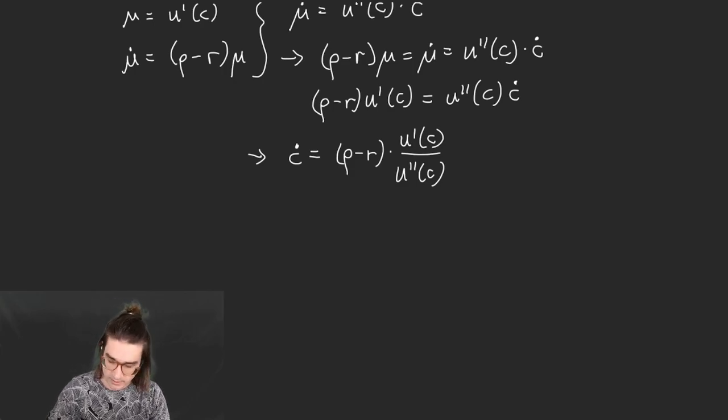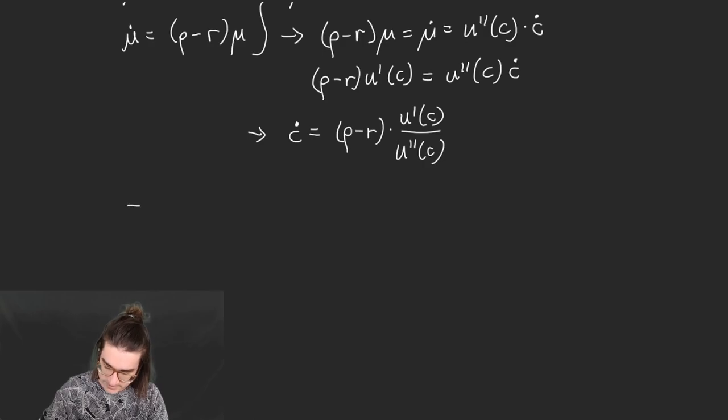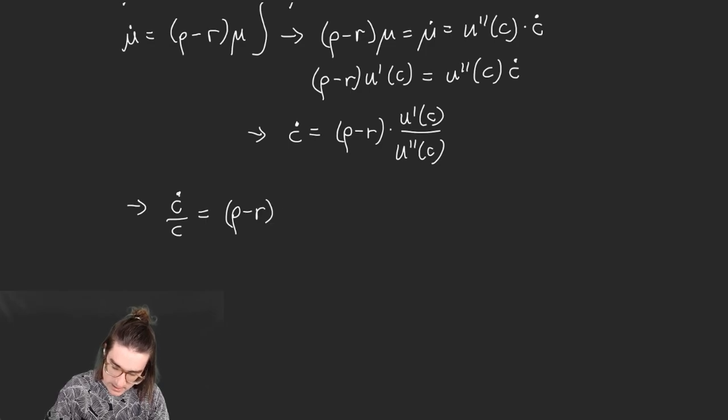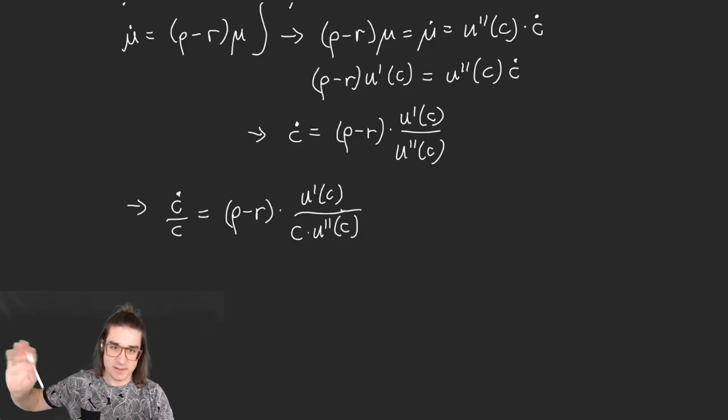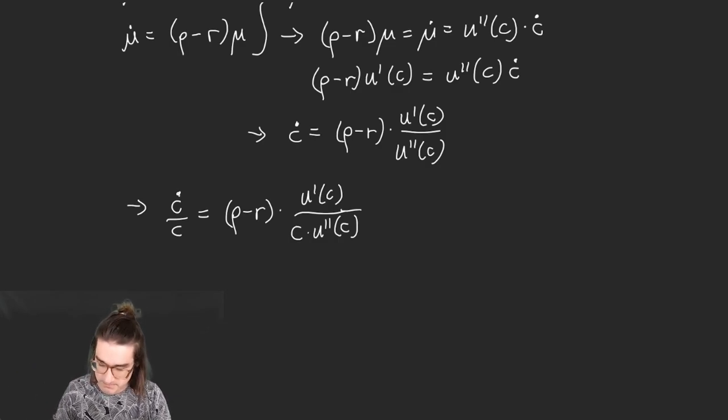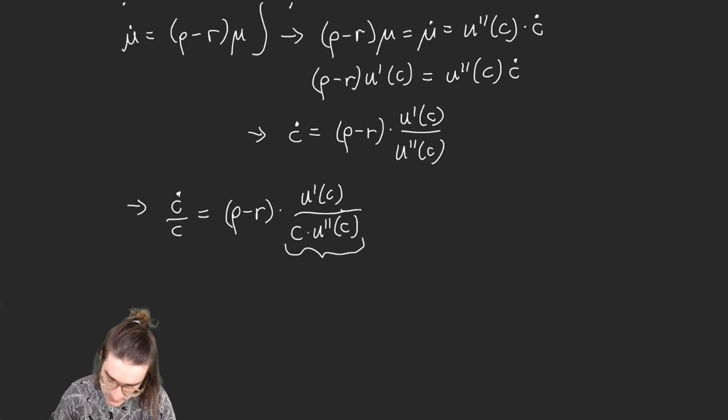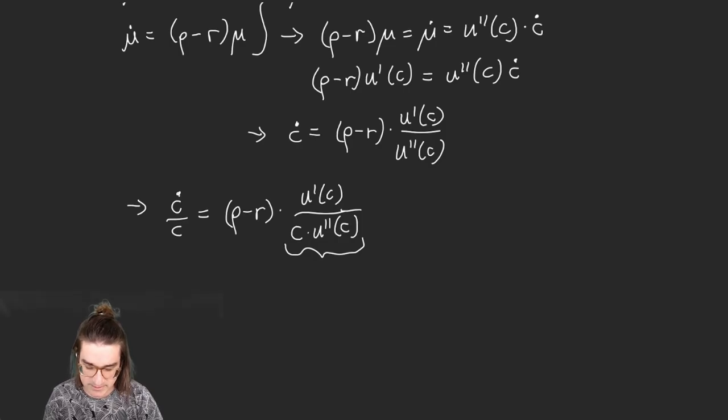What we're going to do is divide by c and turn it into a growth rate equation. I'm going to sidestep over to here. We divide by c, and I'm going to write rho minus r times u prime of c over c times u double prime of c. Okay, so that's a growth rate equation. On the left-hand side, clearly we have the growth rate. We have rho minus r, that's a thing. And then we have this: the derivative over c times the second derivative.